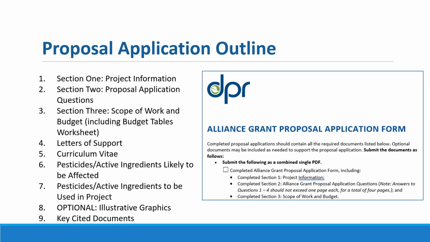An outline of what your proposal application will contain can be found here. First, project information is followed by, in section 2, the proposal application questions, a short answer section. Section 3 includes the scope of work and budget, including separate Excel file budget table worksheets, letters of support, curriculum vitae, or resumes, pesticides or active ingredients likely to be affected by the project, pesticides or active ingredients to be used in the project, optional illustrative graphics, and key cited documents.